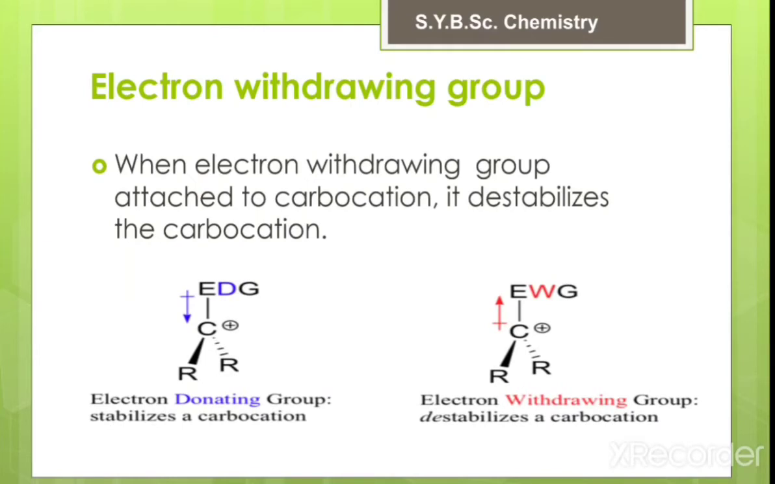Here we bifurcate when an electron withdrawing group is attached and when electron donating groups are attached. When electron withdrawing groups are attached, they withdraw electrons from the carbocation, and therefore destabilize the carbocation. And when an electron donating group is present, it donates electrons toward the carbocation, and therefore stabilizes the carbocation.